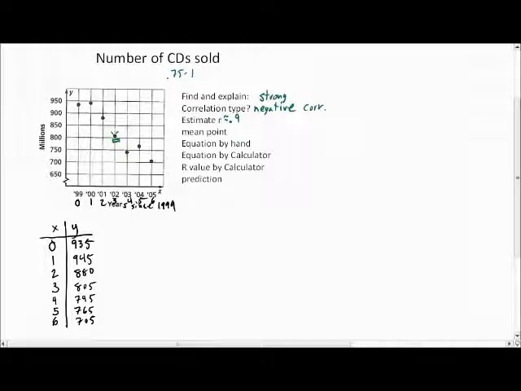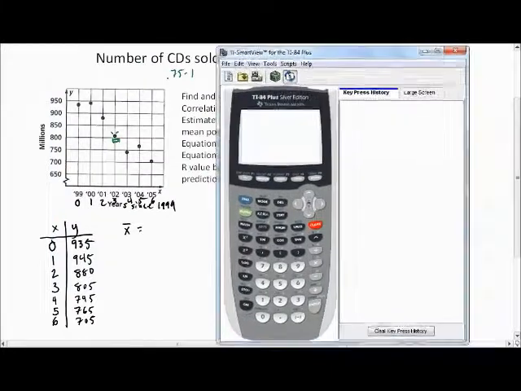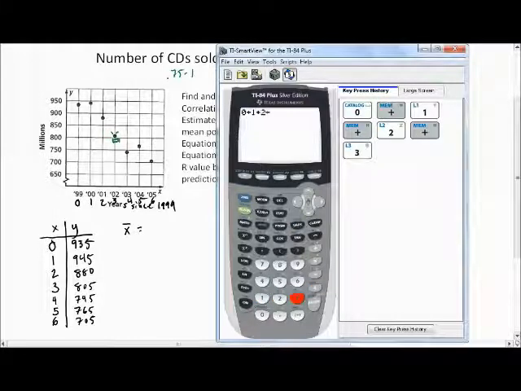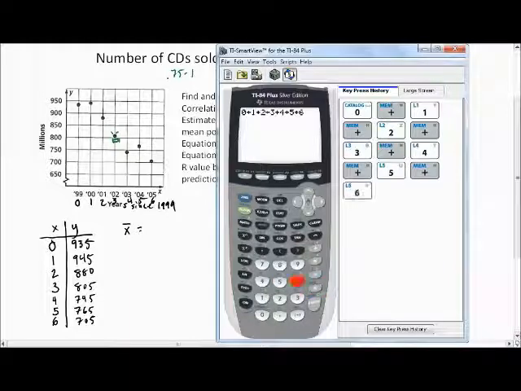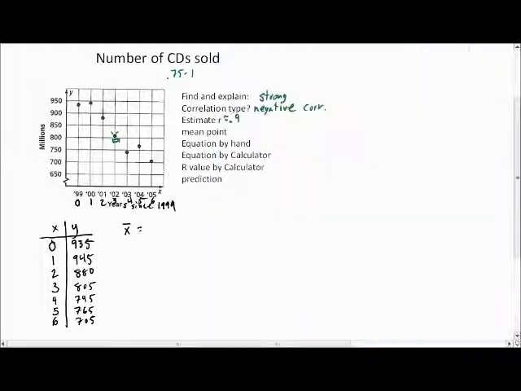So now to find the mean point, I'm just going to average all the x values and average all the y values. So x bar, that's the average x value. We talked about that last class. I'm going to bring up my calculator, and I'm going to go 0 plus 1. Now there's another way to do this, but we'll do it this way first. Plus 5 plus 6. Okay, and then there are 7 numbers, so we divide by 7. You probably could have figured this out just by looking at it, but the mean is going to be 3.